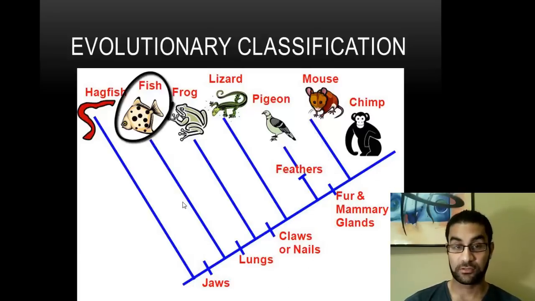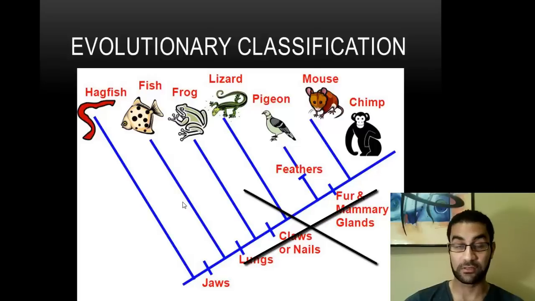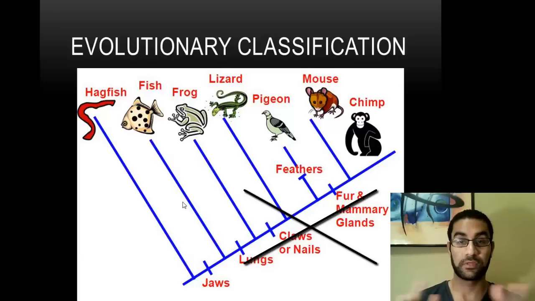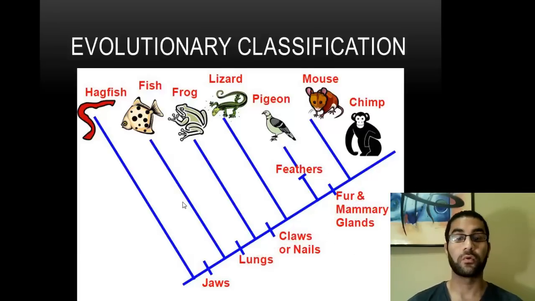The fish, as you can guess, does not have lungs. You guys should know that about fish, right? They have gills instead. But you can prove they don't have lungs because based off of this cladogram, they developed in the evolutionary timeline before lungs were developed, before the trait of lungs was developed within any species on Earth. So only the organisms that came after when that trait was developed could possibly have that trait. So that's how a basic cladogram works.